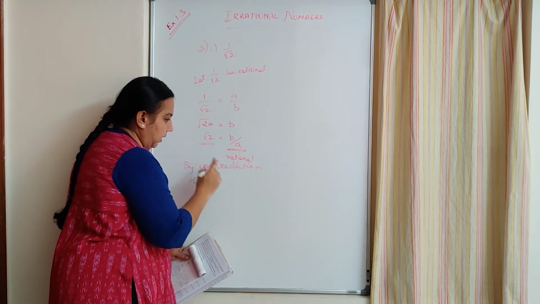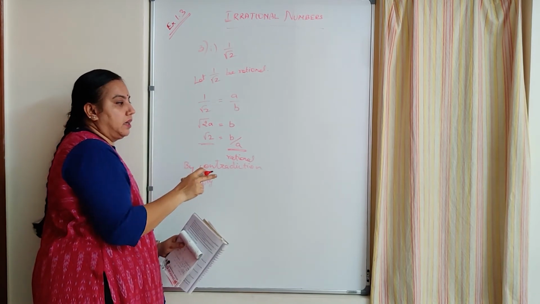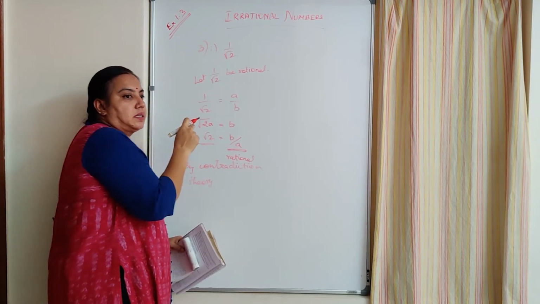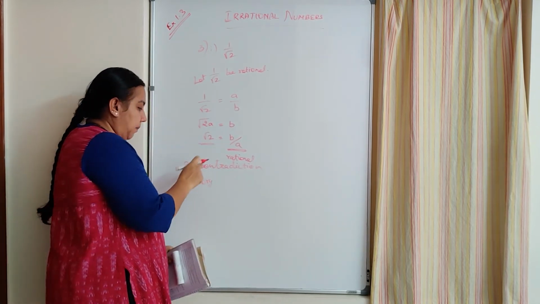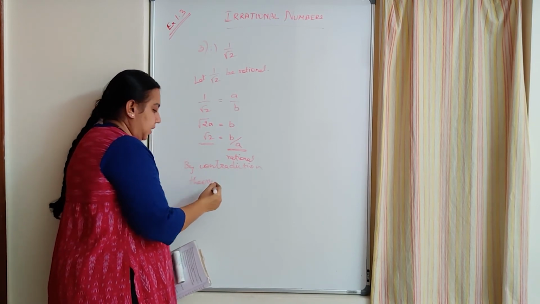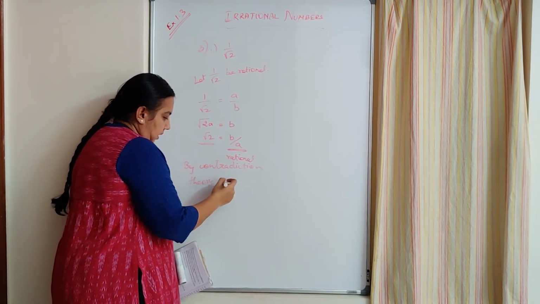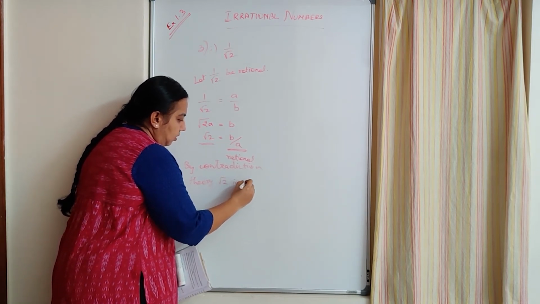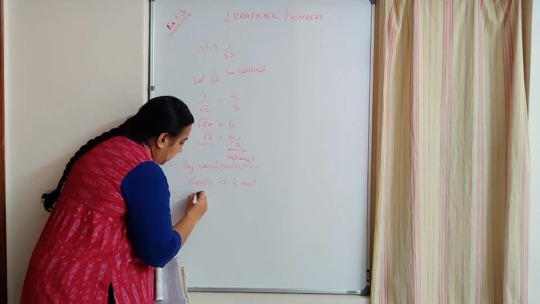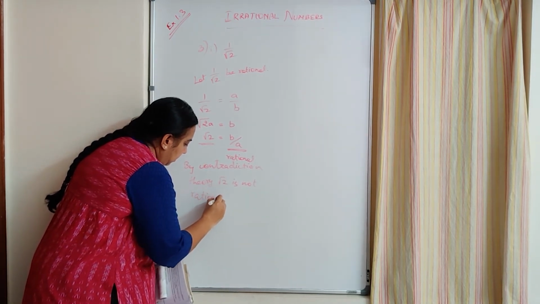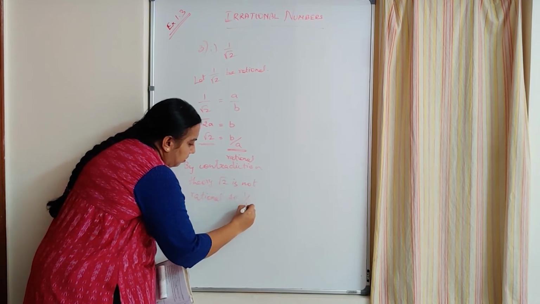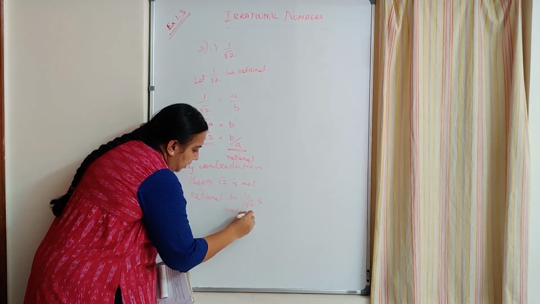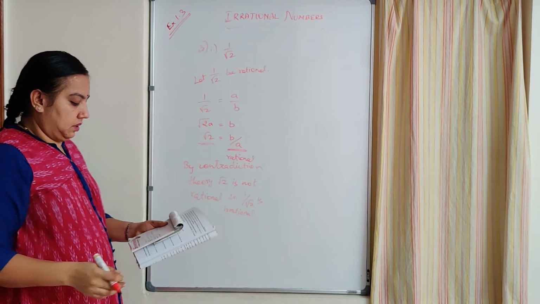So you have to understand we are using only one logic. First we have to consider it as a rational number and then prove that this is not possible because it is a prime number which is under the square root. So it is not possible, and because of that it comes under contradiction theory. By contradiction theory, square root of 2 is not rational. So 1 by square root of 2 is irrational. Okay. Every sum we are going to follow the same logic.